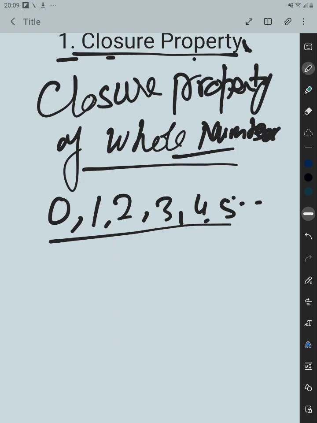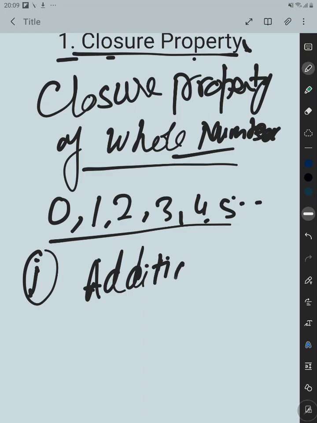If it is true, then we will say that the whole numbers are closed for that operation. Operation means addition, subtraction, multiplication and division. One by one we will test and say whether the closure property of whole numbers for addition is true or not. It means whether it is closed or not. First of all, we will understand it for addition.